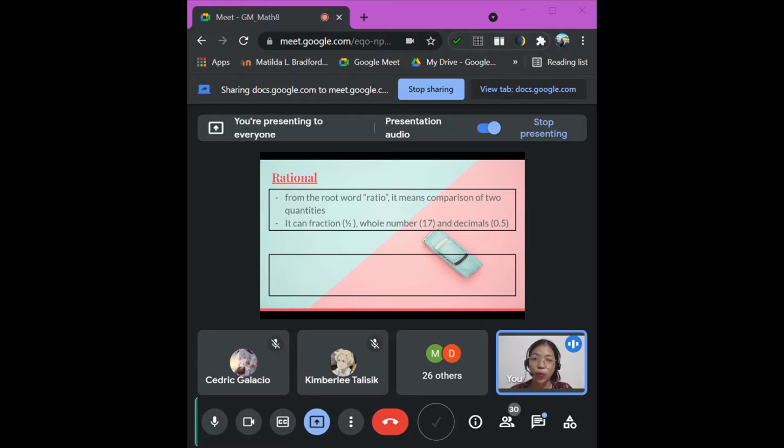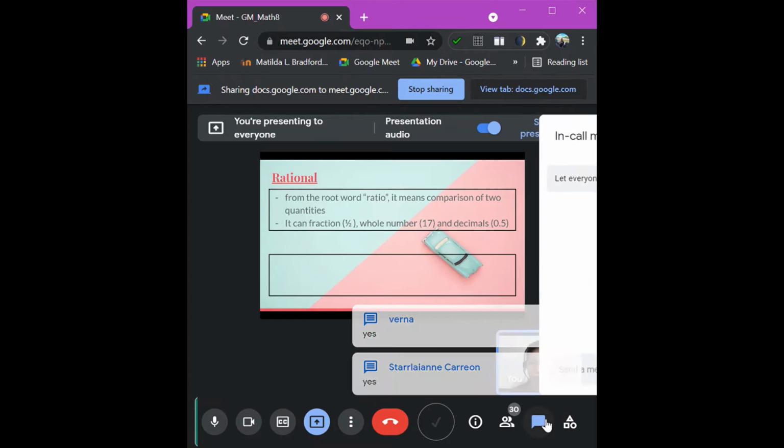And then how about whole number nga 17, teacher? Di ba when we say whole number, naa man na siya ubos nga 1 or denominator nga 1? So we have here 17 over 1 if we're going to change it into a fraction form. And then how about sa decimals? Okay, so let's look at this one, 0.5. If we're going to change 0.5, that is also 1/2 in fraction. So pareho ra na silang tulo, basta ma-change siya into fraction form, that is a rational. Okay, nasabtan? Okay, yes, so very good.